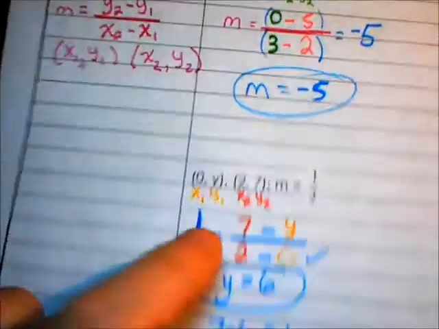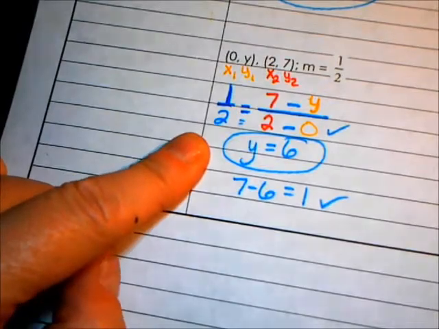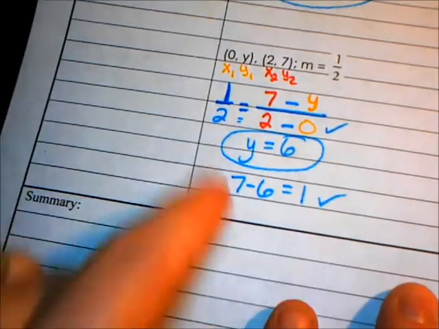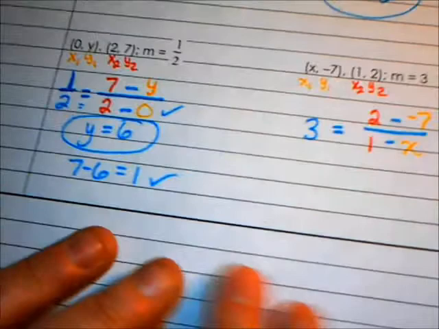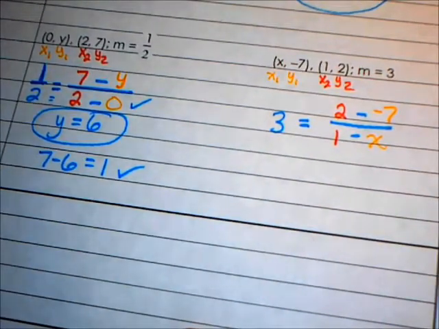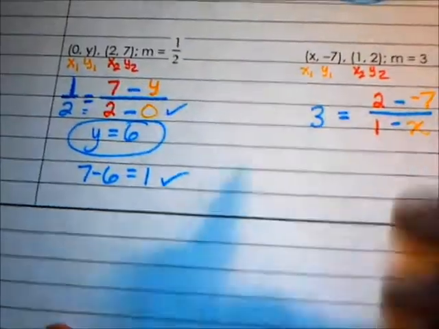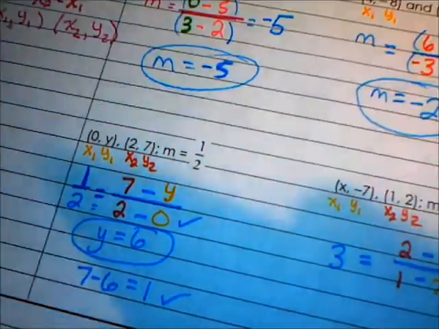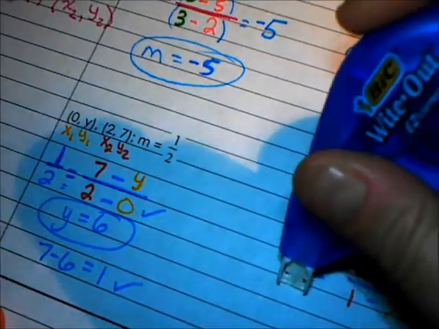Well, the first one, it was a fraction. That was easy for me to do because I just looked straight across and everything matched, so I was able to just take the top and solve it. On the second one, it's not so nice.